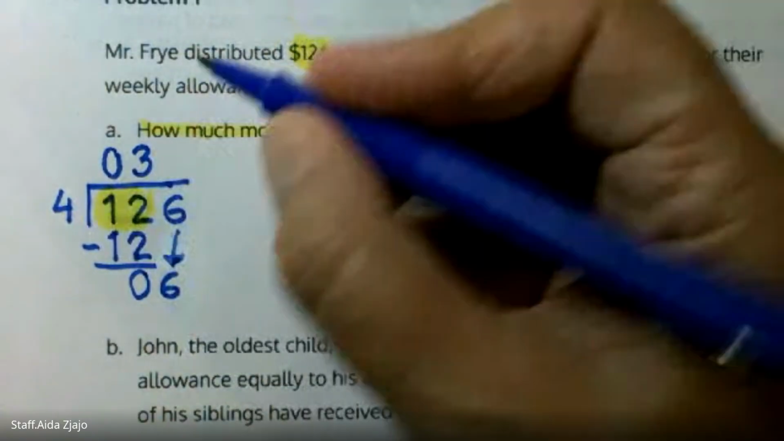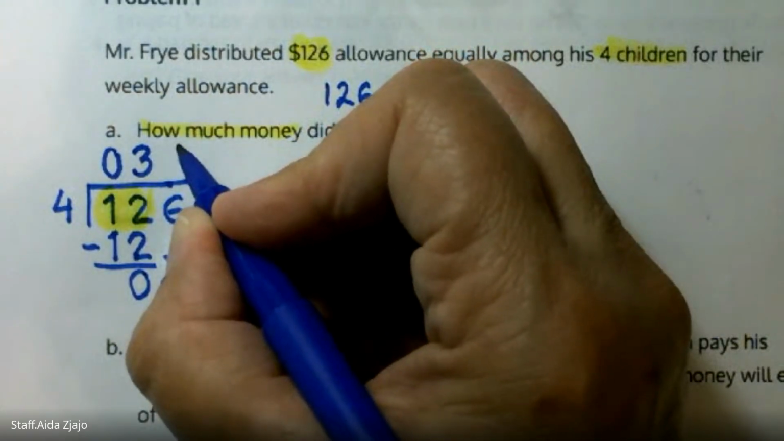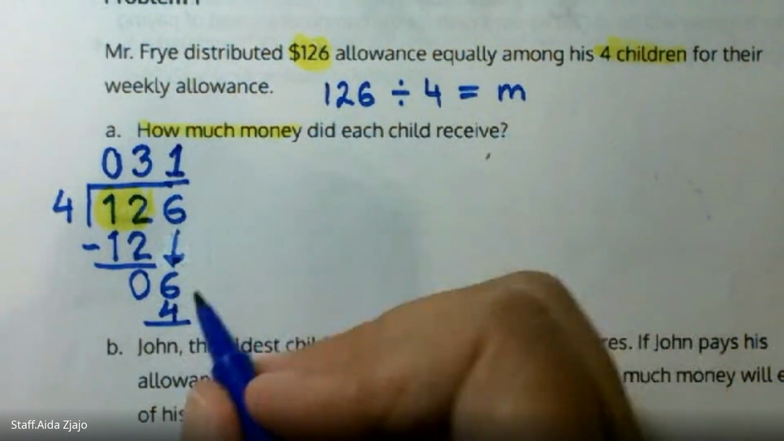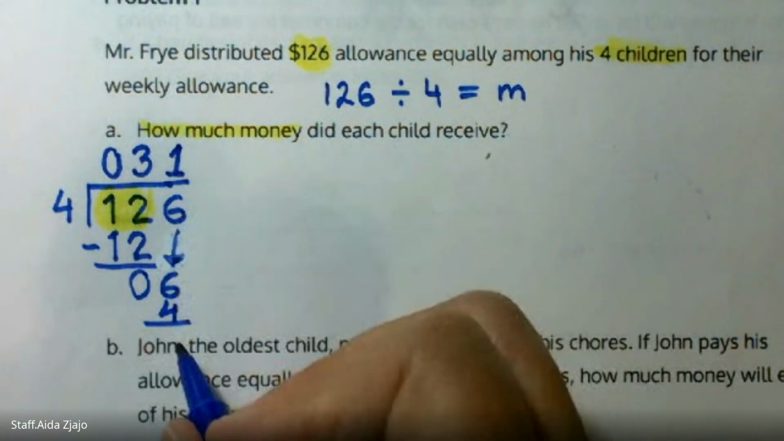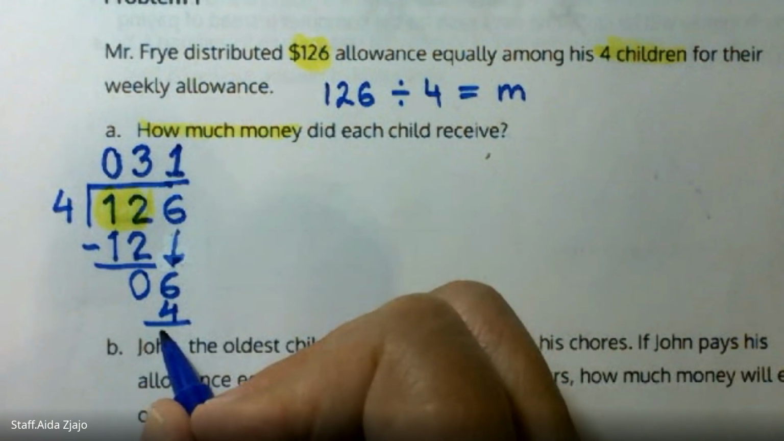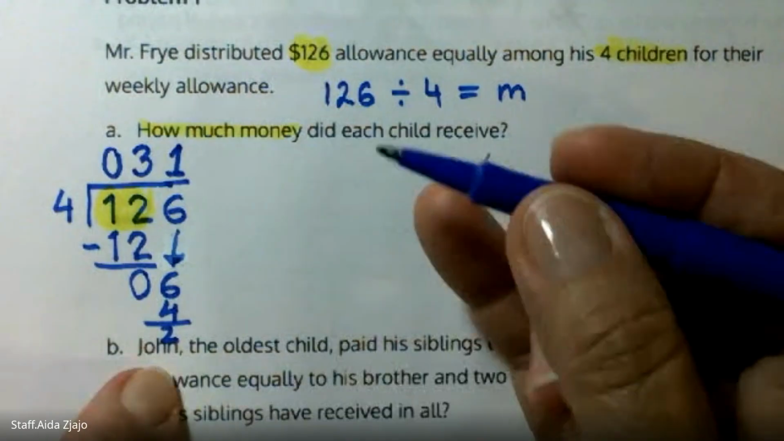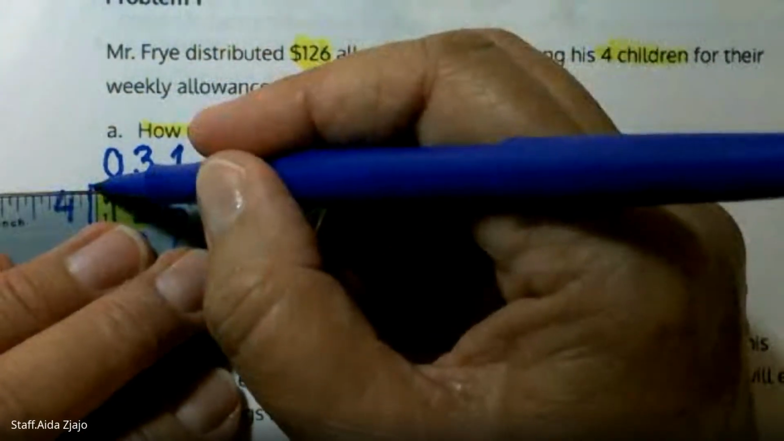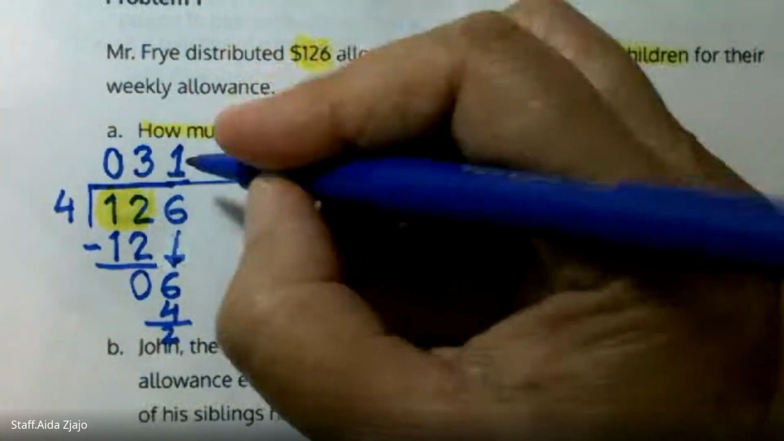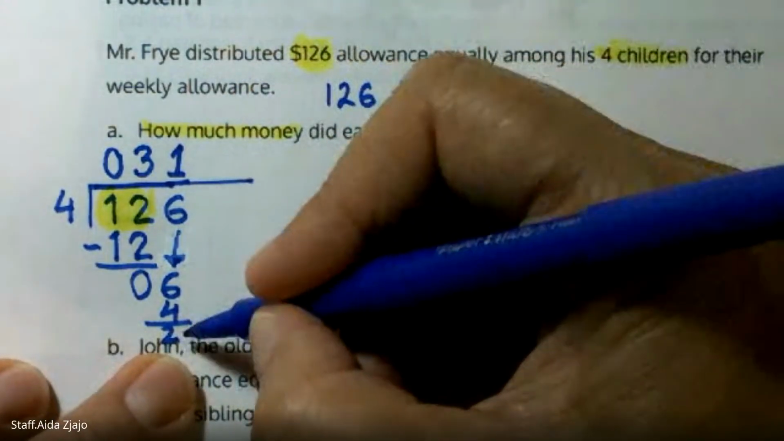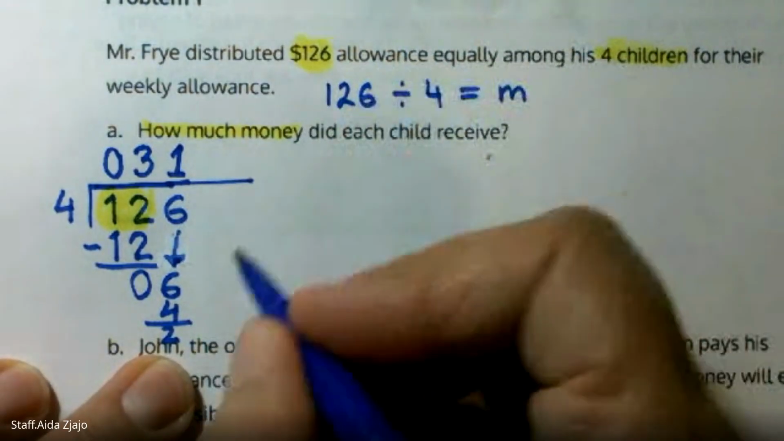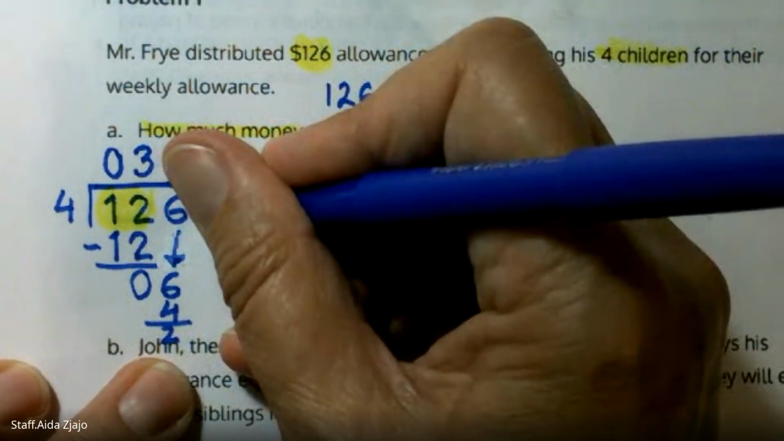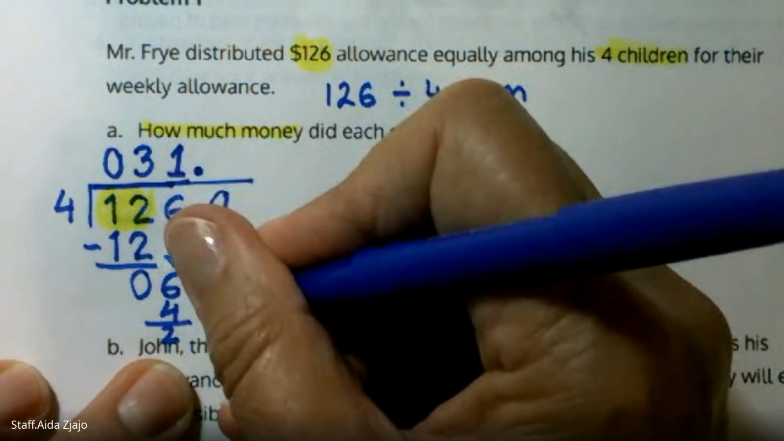$6 shared equally among 4 kids, he can give each $1. 1 times 4 is 4, and 6 minus 4 is $2 left. But the problem is now he has $2 and he has 4 children. So he will need to regroup this $2 into tenths. So I'm going to put the decimal point, and then bring down the 0.